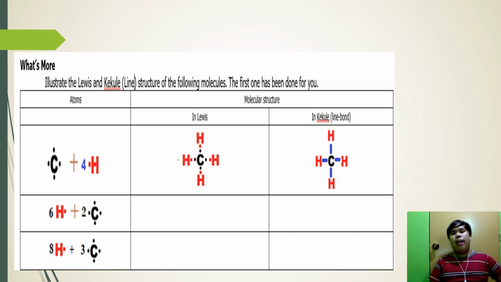In the line bond or Kekule line bond, you connect the dots so that they form a bond. Same as what you will do in number 2 and number 3, wherein there are 6 hydrogens and 2 carbons. And in the third, we have 8 hydrogens and 3 carbons. So you have to write that there. That is one.